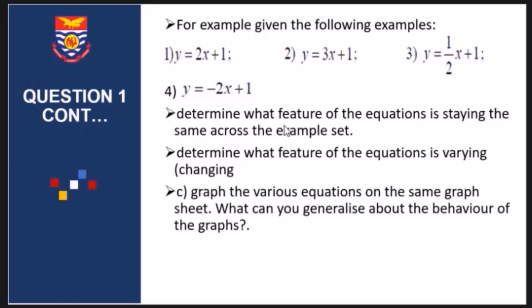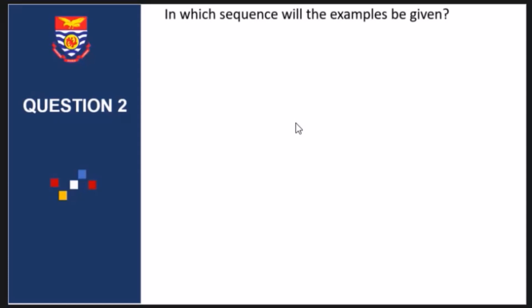And then after this, they graph the various equations on the same graph and then try to compare and contrast. So what can they generalize about the behavior of the graphs? And you think about the coefficients of x as affecting the steepness or the slope of the graph. So after drawing all the four graphs on the same graph sheet, they realize that these features are similar, others are different, and they need to make generalizations whenever they are given different sets of equations to graph.